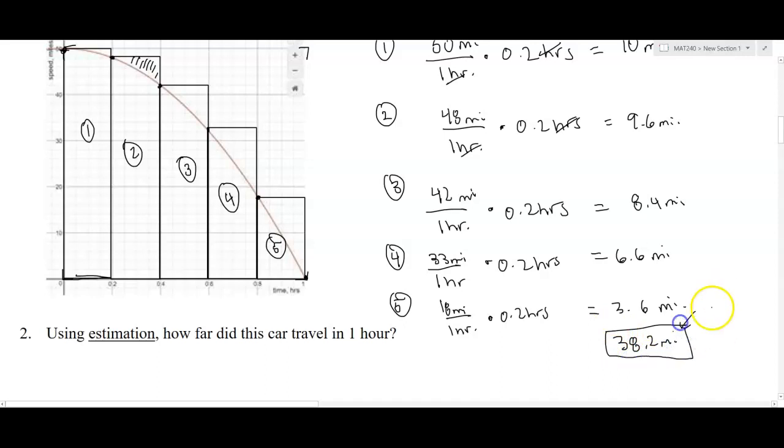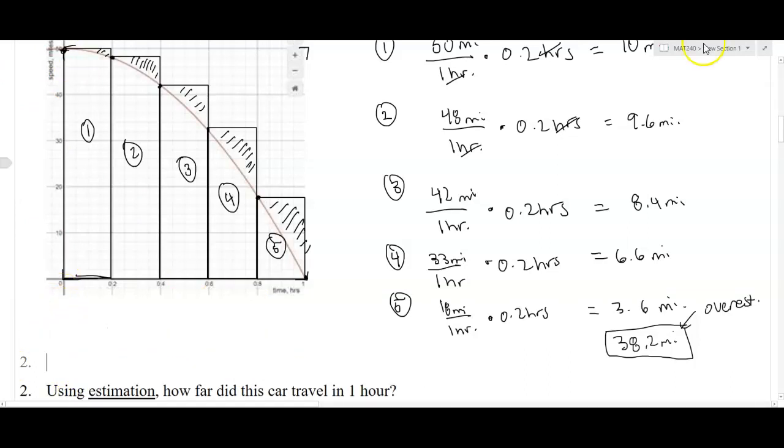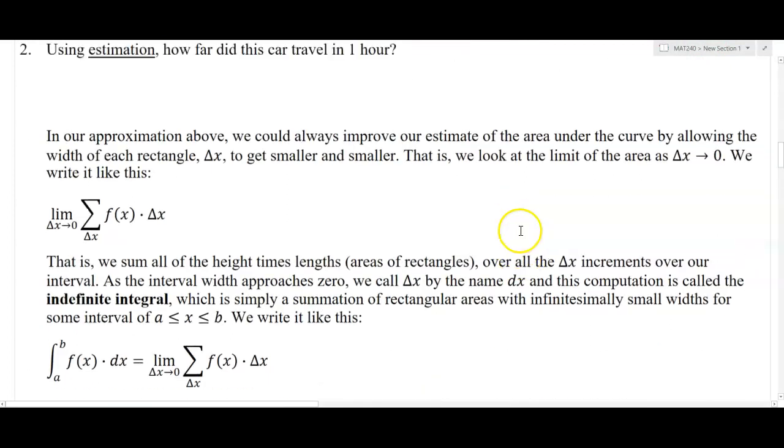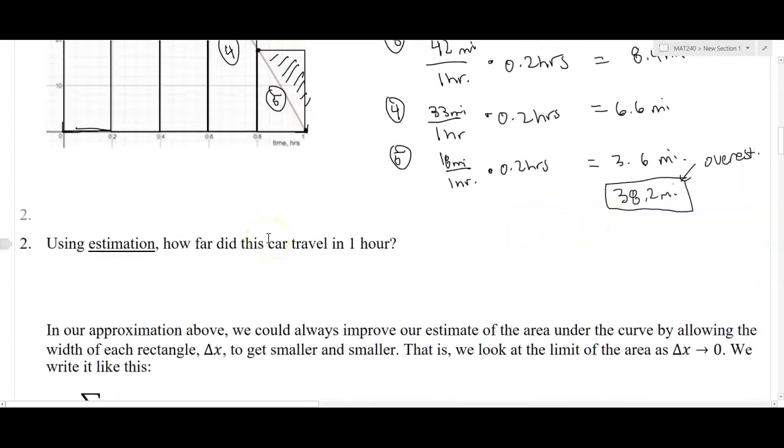Now, we know that this is an overestimate, and we know that because we're calculating in here distance that wasn't actually driven, so this extra distance here is being calculated in there. And of course, at this point, we could say, well, let's break this region up into smaller widths and repeat this process with those smaller widths, and we're going to get something that becomes more and more accurate. So we just estimated that our answer is about 38.2 miles in total.